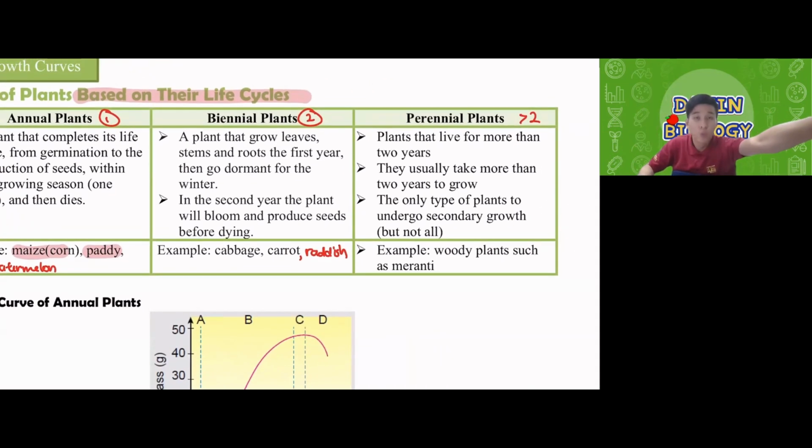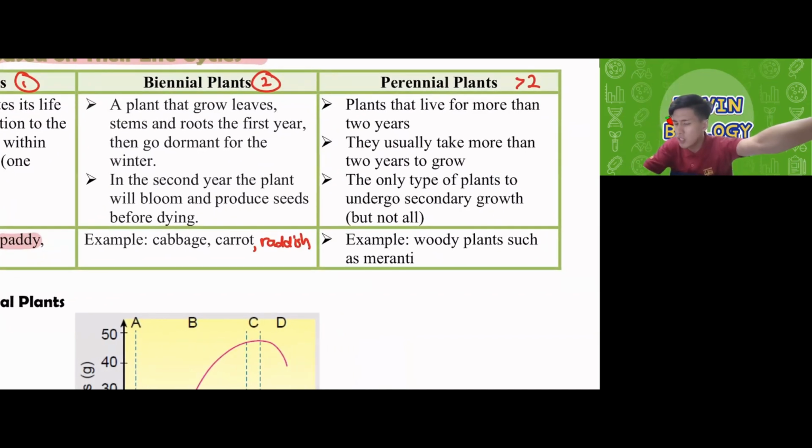Perennial, basically all woody plants. Like any woody plants that you can think of. Okay, Meranti would be the harder example. Meranti is an example of those kinds of trees whose wood we use as timber, like for furniture. Hard, strong wood, usually like Meranti, Jati, oak. But this kind of example is so hard to remember, right? Maybe for some of us, the names are so weird. So, do you guys know any simpler example? Nah, that's your own.